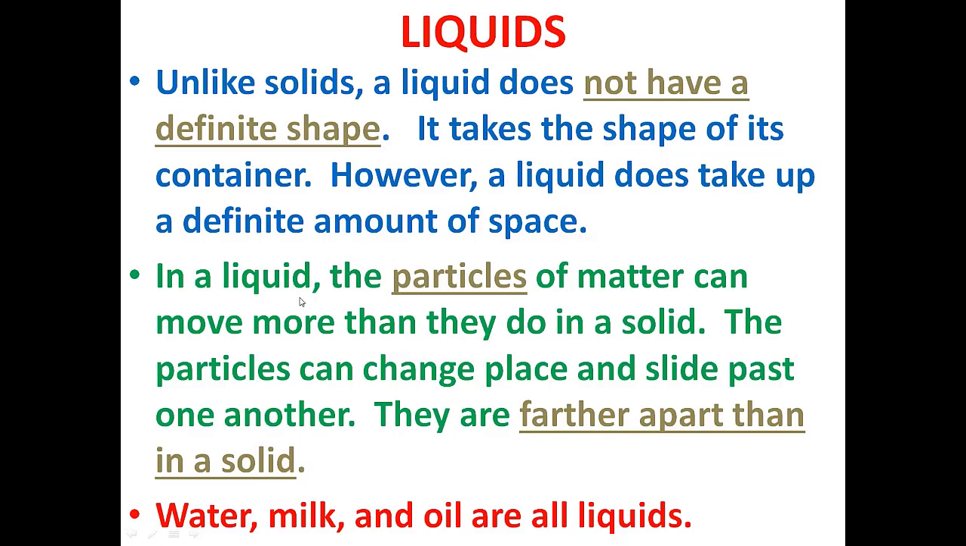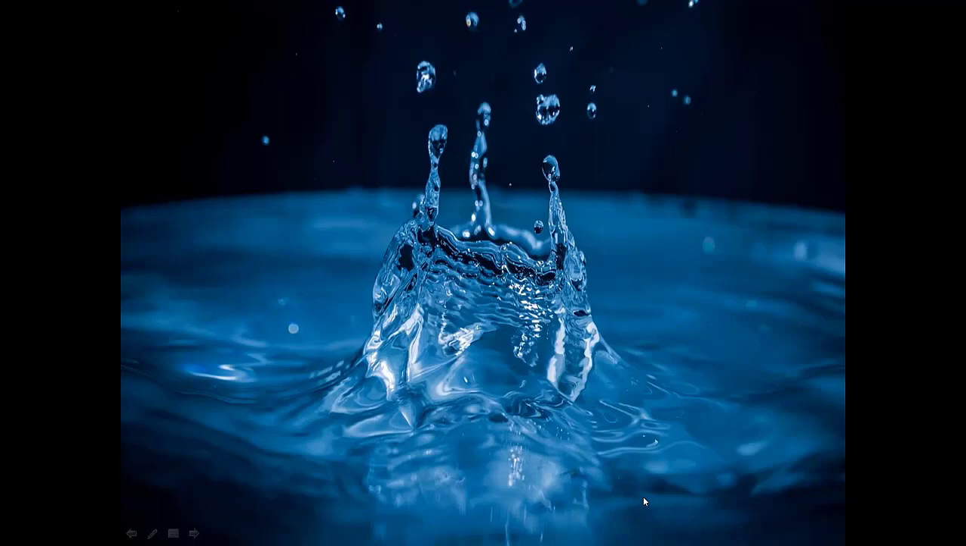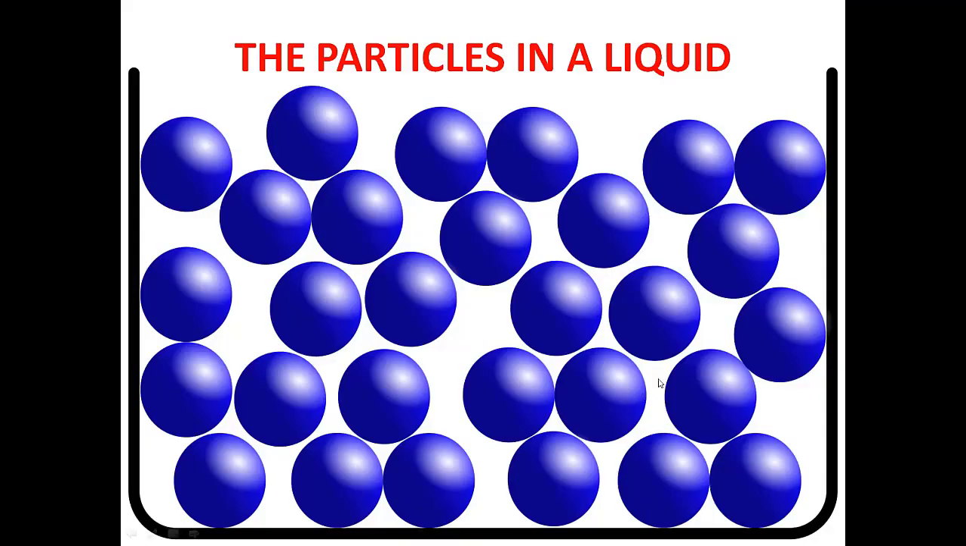In a liquid, the particles of matter can move more than they do in a solid. The particles can change place and slide past one another. They are farther apart than in a solid. As we saw just now in the picture, the liquid particles are farther apart than in a solid. Examples of liquid are water, milk, oil, etc. These are the particles of liquid. They can move from their place and slide past one another. They are farther apart compared to the solid particles.